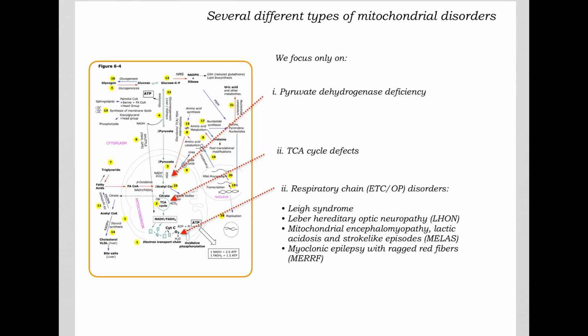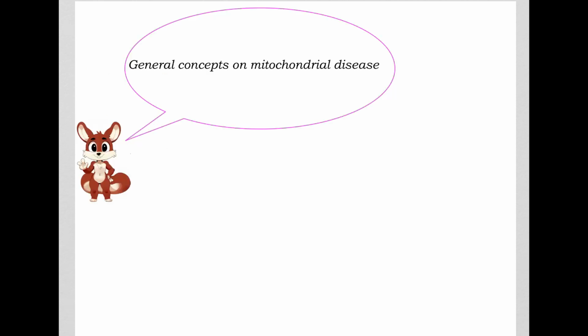In this video, we shall focus on a few examples: the pyruvate dehydrogenase deficiency, defects in the Krebs cycle, and a few examples of the respiratory chain, or ETC/OXPHOS disorders. So before we talk about the specific disorders, let's look at some general concepts on mitochondrial disease. These concepts will help you really understand these complex and very diverse diseases.